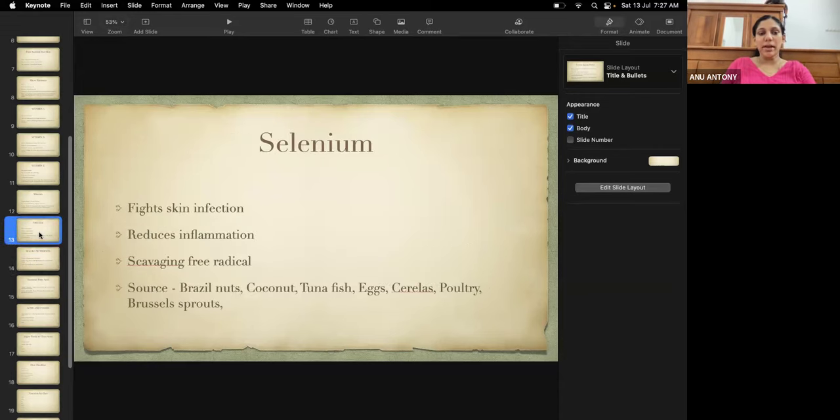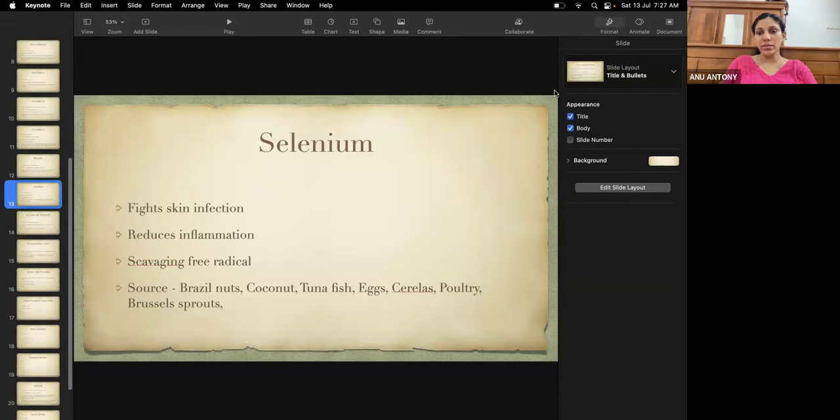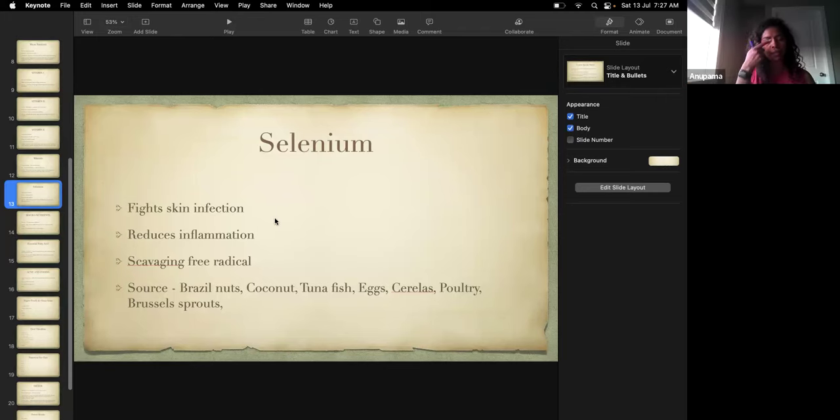These are regarding the micronutrients. Any doubts in micronutrients, you can ask now. I have questions, ma'am. Yes.